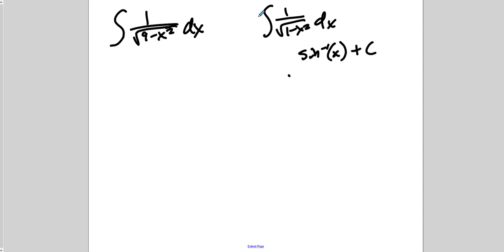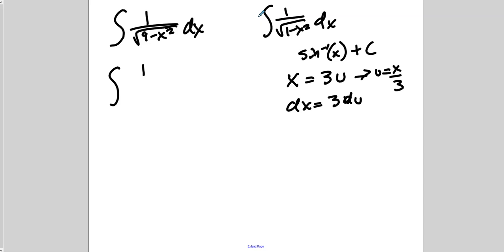So what we want to say is x equals 3u, which means, of course, that u equals x over 3. Okay, and then when we differentiate, we get dx equals 3 du. And now we're going to do the substitution that we always do. So x is 3u, so x squared is going to be 9u squared. Dx is just 3 du, so we're going to get a 3 and a du.